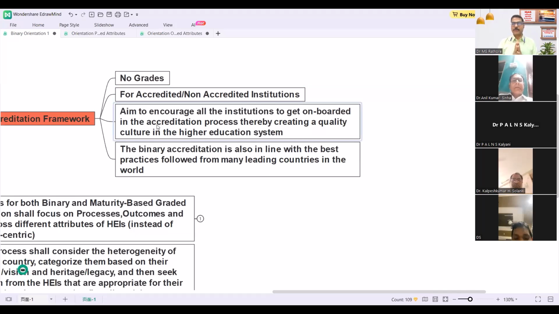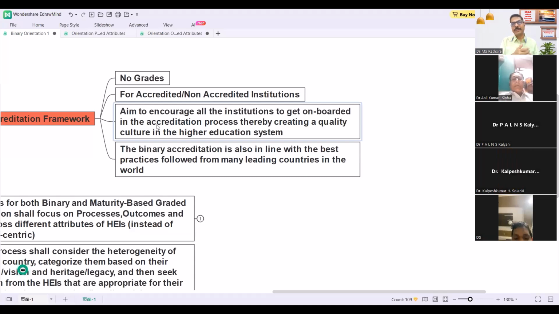And the aim is to encourage. See, I told you that a huge number of the higher education institutions in India are still yet to go into the cycle of accreditation. Now, the question arises: why does the government want the institutions to get accredited? See, the answer lies in the National Education Policy 2020. In the NEP 2020, many provisions have been proposed by the Radhakrishnan Committee and then the NEP 2020 policy makers, that the ultimate goal is to elevate the education standards of higher education in India, and all the institutions need to come on board the accreditation process, thereby creating a quality culture in the higher education system.